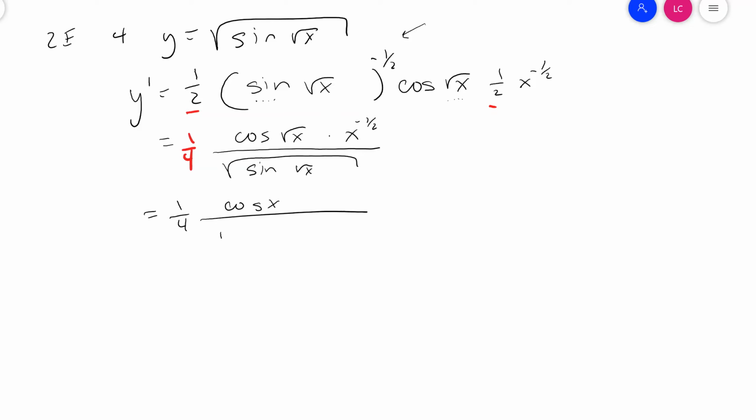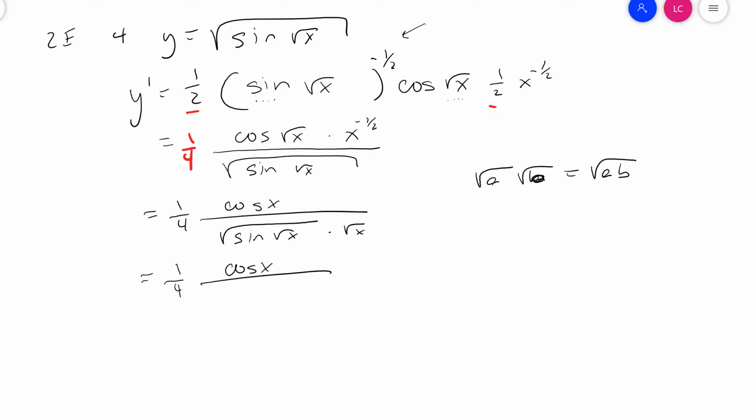So it's the same thing as saying root sine of root x times root x. Okay, so you know that root a times root b is the same thing as saying root ab. So I could join these two radicals together. So this would all be under one square root. So I can say that this is root x times sine of root x. And there we go.